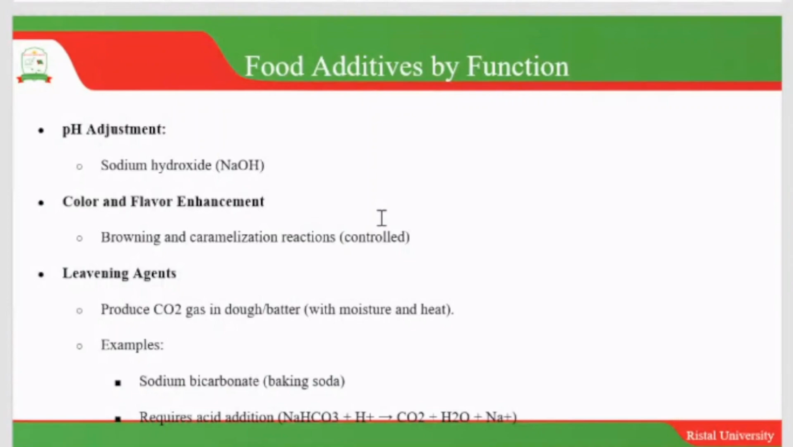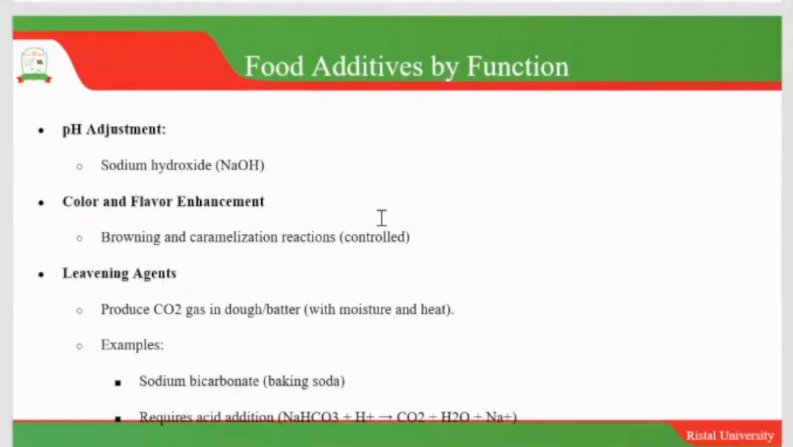But also, they will help us in acting as leavening agents, where they produce carbon dioxide gas in dough and batter with the moisture and heat. An example of this is the common one, the sodium bicarbonate, or which we call the baking soda. Some people have called it other names. A lot of names have come for this compound.